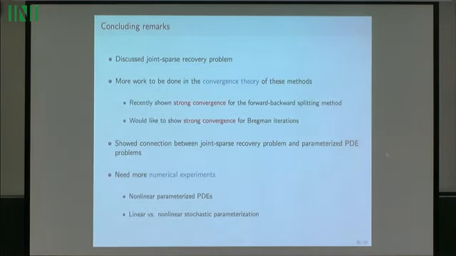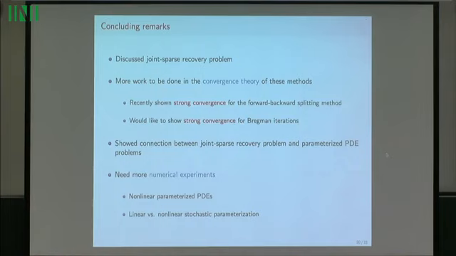Okay, so with that I'd like to conclude. We've discussed the joint-sparse recovery problem. I didn't get to talk much about this because I have a whole other talk, about an hour long, that goes through convergence theory for forward-backward splitting. And we recently showed the strong convergence of that method. I'd like to show similar strong convergence for the Bregman iterations. I'm not 100% confident I can do it yet, but I'll keep trying.